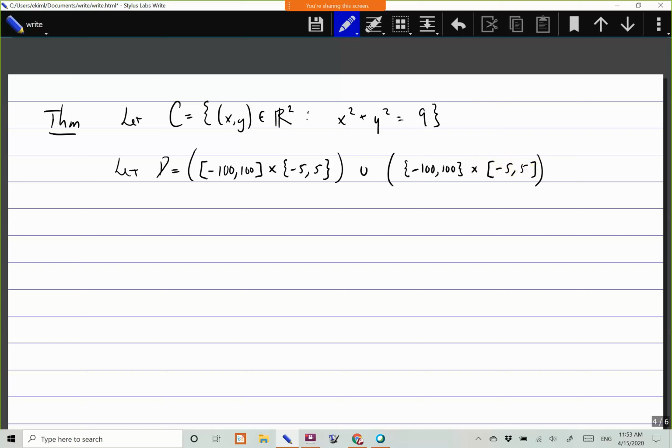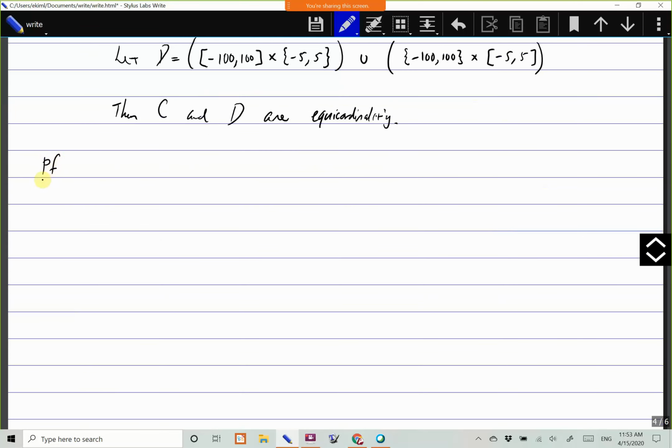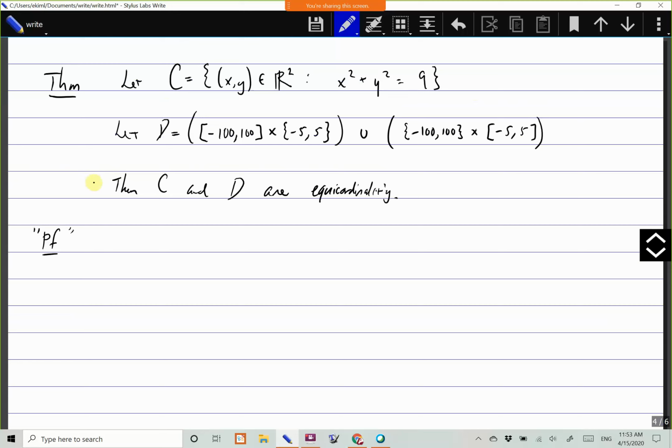Circle, yep, agree that capital C is a circle. So then C and D are equicardinal, or have the same cardinality. So the set C is a circle of radius 3, right? So what I'd like to do, this is a proof in, I mean, it gets the idea across. I don't even know if I really want to put this in quotes or something, but let's just draw.